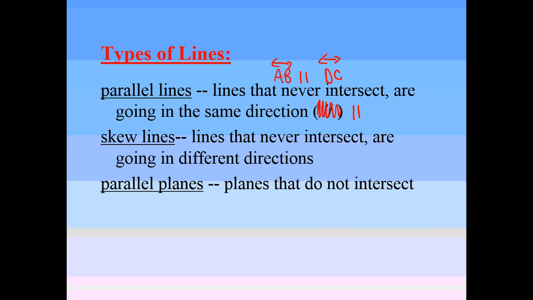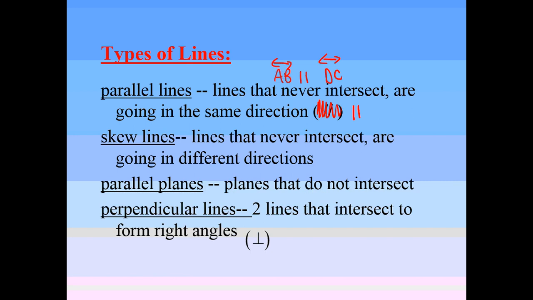Parallel planes are planes that do not intersect. And that could be, for example, if you think of a box, or if you think of the classroom, the ceiling could be a plane, the floor could be a plane. Those two planes go on forever and they never intersect with each other.